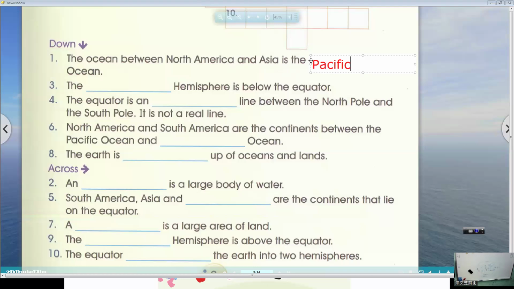Okay, next, you get a card. Next, number 2. Read and answer. What's next? Read and answer. Sophia? Oh, number 3. Sorry, number 3 down.